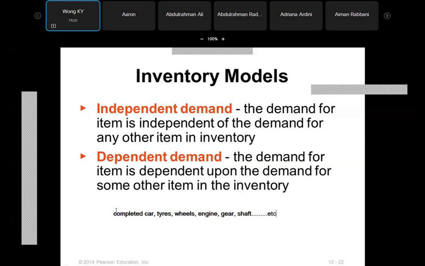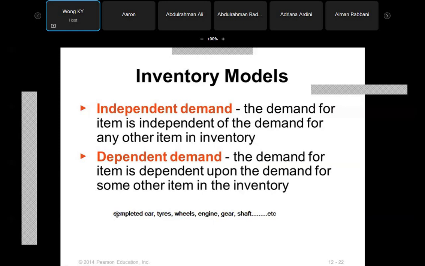Okay, now if you look at completed car, completed car is the finished goods inventory. Okay, so completed car is actually an independent demand item. Okay, because the demand for completed car is independent. Independent means does not depend. The demand for completed car actually does not depend on the demand for any other items in the inventory.